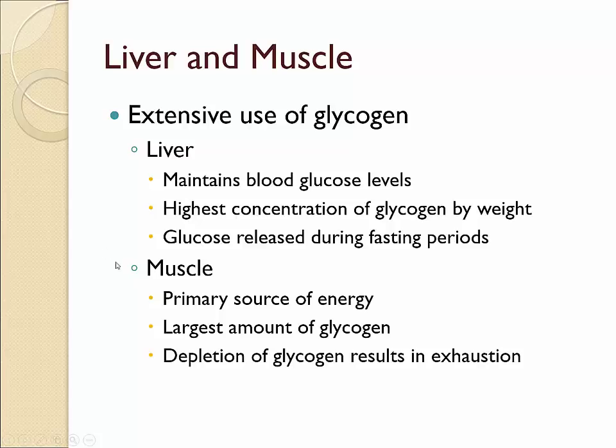Now in the muscle, one of the primary sources of energy is glycogen. It has the largest amount of glycogen, as opposed to the highest concentration of glycogen by weight, and depletion of glycogen in muscle cells will result in exhaustion of that muscle. So what we're going to see is the liver is using glycogen to maintain blood glucose levels. The muscle can use glycogen for its own activity and import glucose as well. And that's going to be very important for glycolysis.